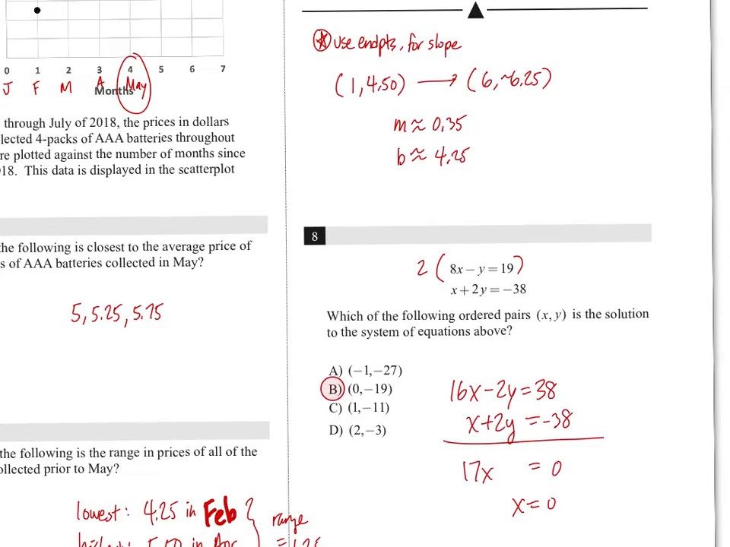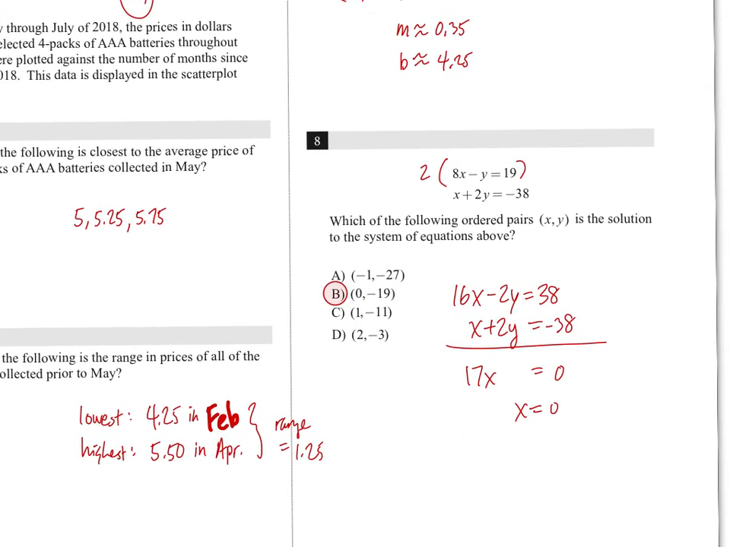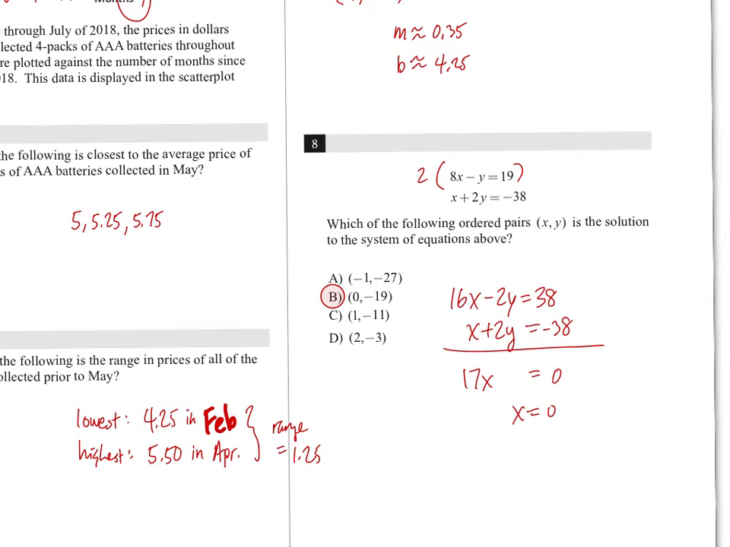Okay, number 8. In this one, we are working with a pretty standard system of linear equations. We have the option of doing either substitution or elimination. I decided to use elimination. I saw that there's a minus sign for the y in the first equation and a plus sign for the y term in the second equation. So I said, let me multiply the first equation by 2 and get the y's to cancel out.